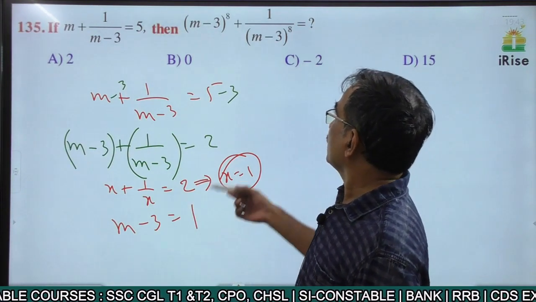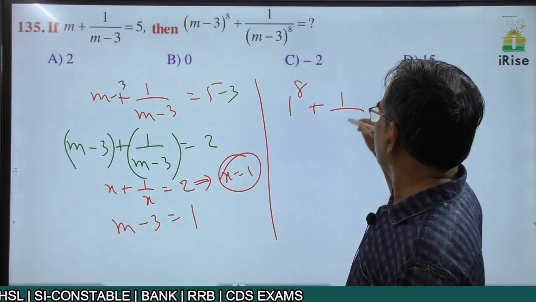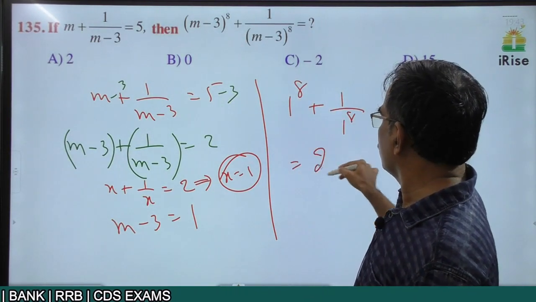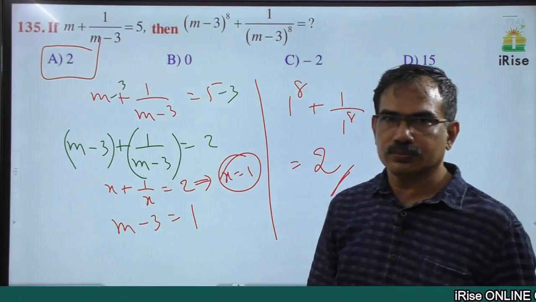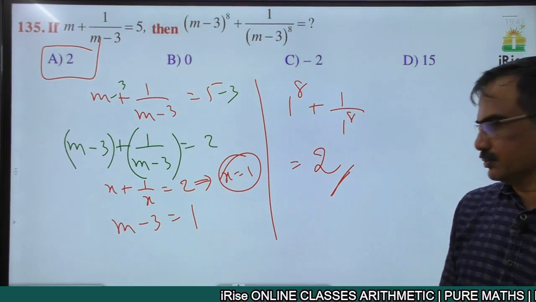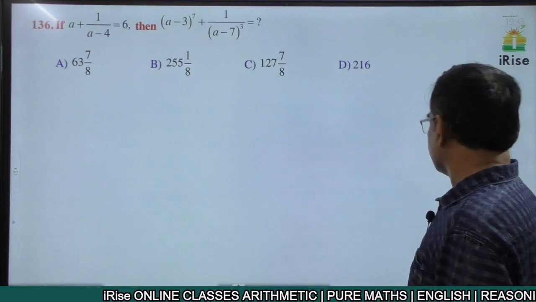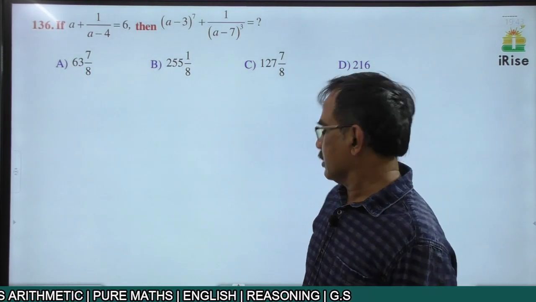Okay? If you put m minus 3 is equal to 1, this is 1. 1 power 8 plus 1 by 1 power 8. The answer is 2 for this. So answer is 2. Okay? Simple question. Next one. This is also a good question.